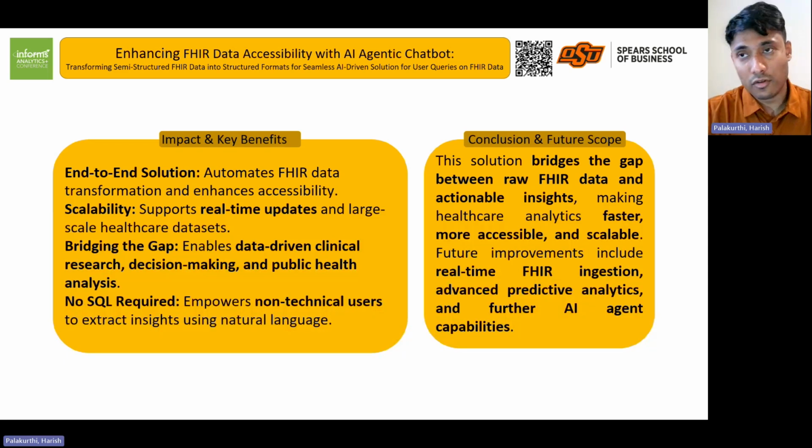And the conclusion and future scope: we will try to give them the results with real-time data ingestion from FHIR. Till now we are getting data from providers, then extracting data, and it's in a batch pipeline mode, but we want to do it with real-time FHIR ingestion, and also increase the agent capabilities, as this is an evolving scenario right now. Once we get more and more powerful agents, we will try to embed those into this solution.